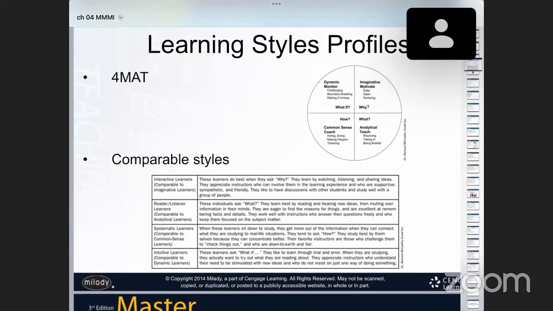So interactive learners do best when they ask why. If you have a person who always wants to know why, they're probably an interactive learner. Reader, listener: these individuals ask what you're talking about. What? So for me yesterday, I was listening, and sometimes I take my glasses off because I feel like I can hear better. But I hear other people say they put their glasses on and feel like they can hear better. I don't know, that's with people who wear glasses.